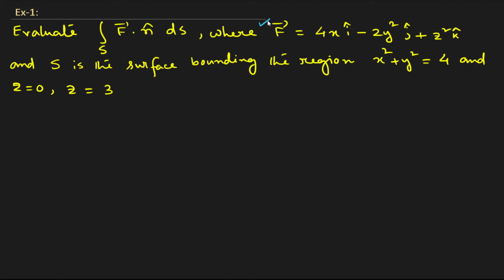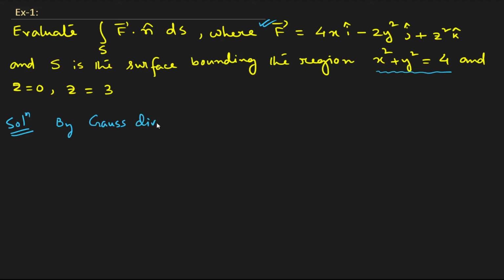So F bar is given here. The vector function is given here, and S is the surface bounding the region. Now this part is important. You see a circle, x square plus y square equals 4, and there is a range z equal to 0 and z equal to 3. So between these two planes, if we rotate this particular circle 360 degrees, we'll get a 3-dimensional shape, and the volume of that 3-dimensional shape will be V, right? Okay, now let us go to the solution by Gauss Divergence Theorem.